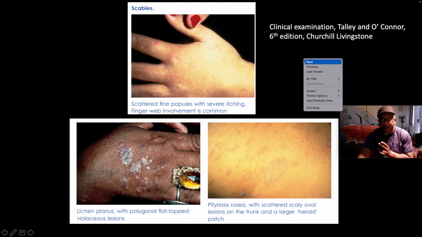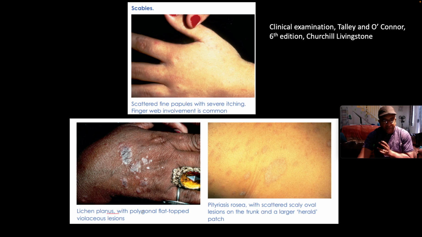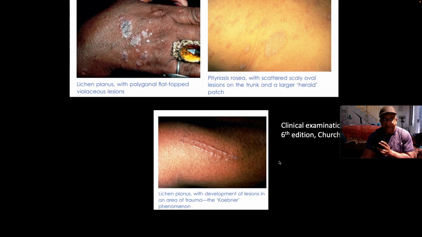And here we have, let's get my pointer in there, lichen planus, right, with polygonal, flat-topped, violaceous lesions. So it's polygonal and it's papular. Pityriasis rosea with scattered scaly oval lesions of the trunk and a larger so-called herald patch, which we can see here, right?